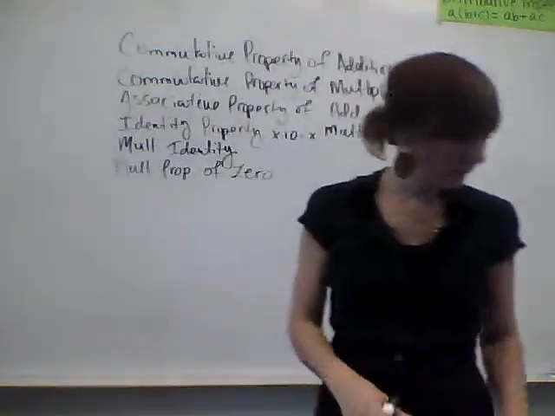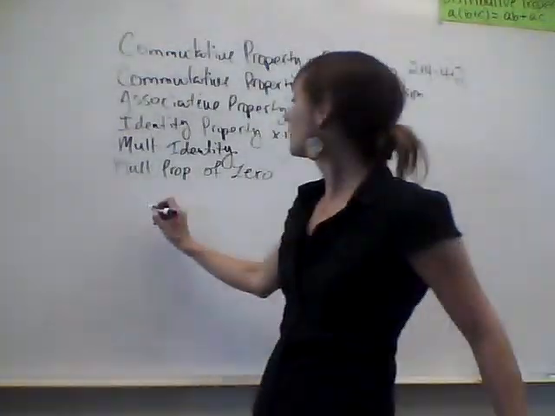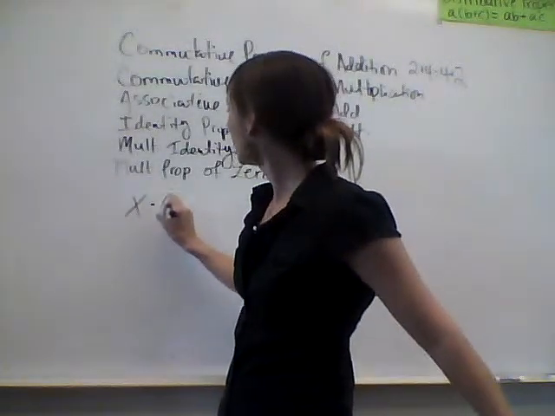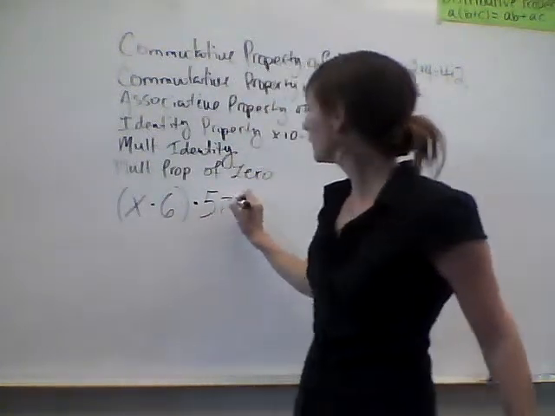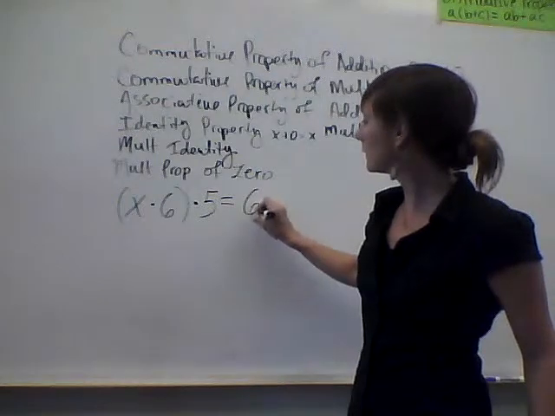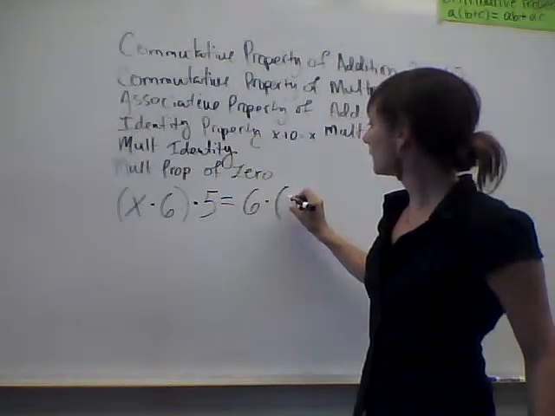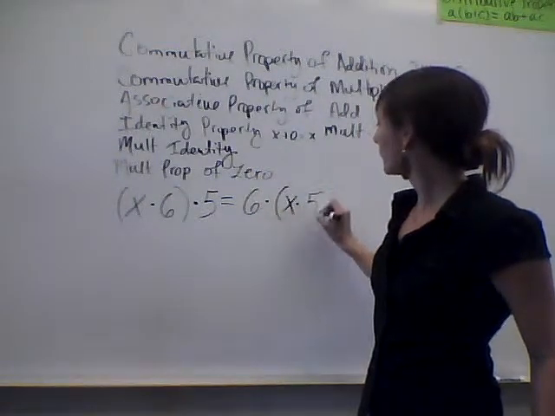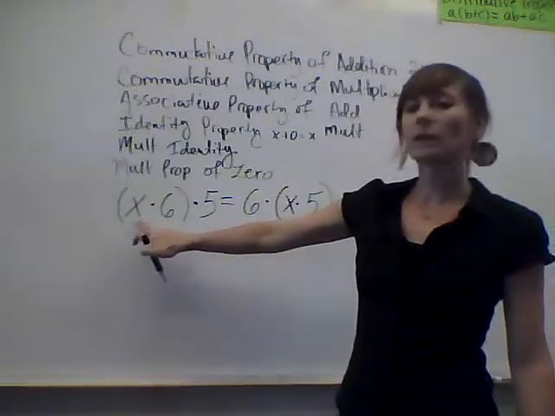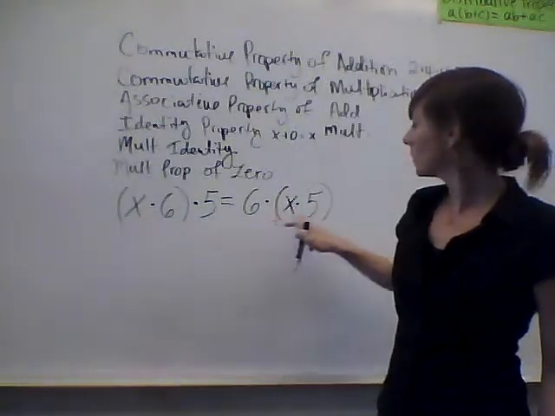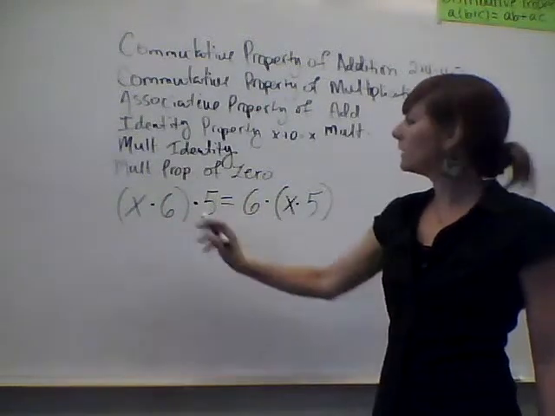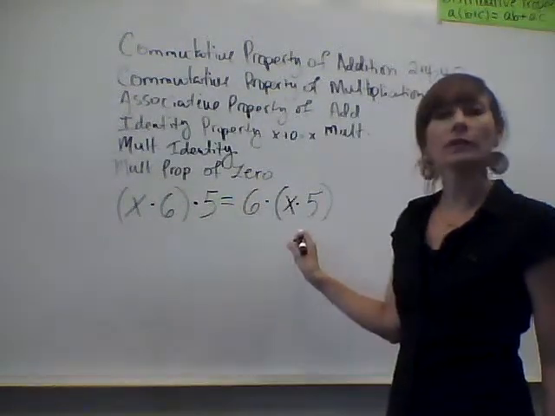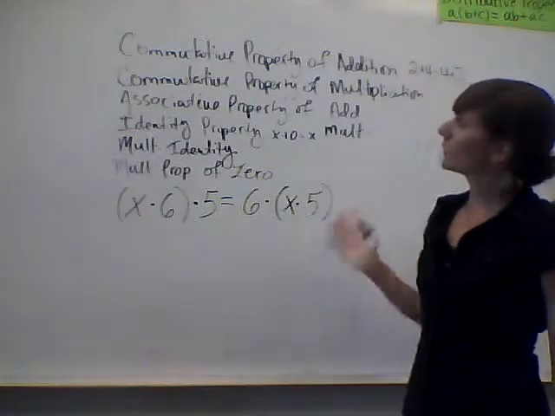The next one is a number times 6, remember x represents a number, times 5 equals 6 times a number times 5. Okay, the grouping symbols have changed where they are, and the order of the numbers have changed. But this side is still going to equal this side. So which property would that be?